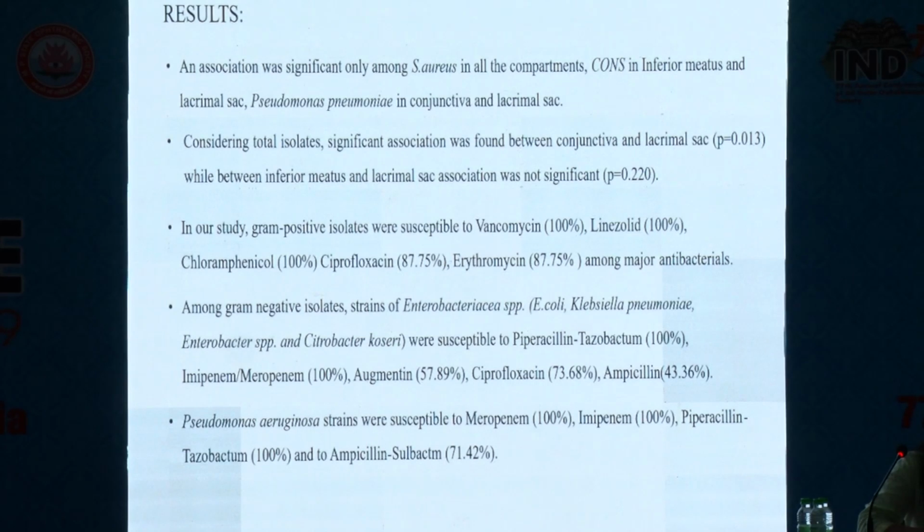And all the gram-positives were susceptible to vancomycin, linezolid, chloramphenicol, ciprofloxacin and erythromycin. Towards all antibiotics, susceptibility was good, while among gram-negatives, about 50% were resistant to ampicillin and augmentin, but susceptible to major antibiotics like piperacillin, tazobactam, and Pseudomonas was susceptible to meropenem, imipenem, and piperacillin.